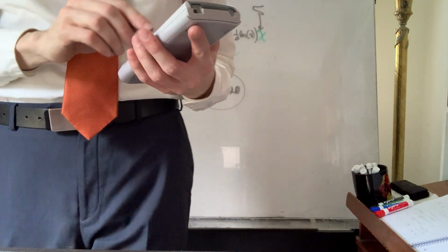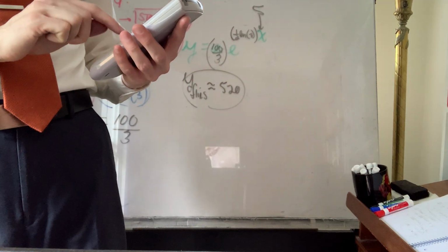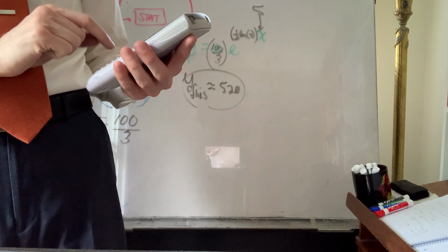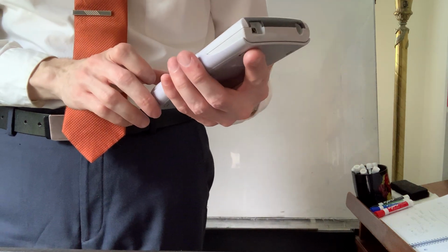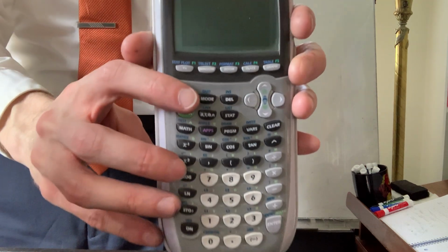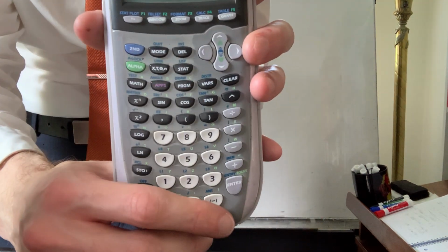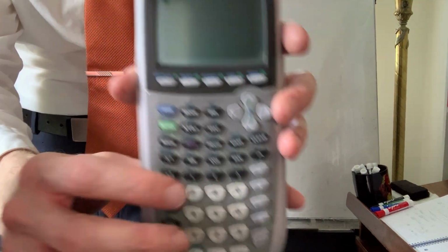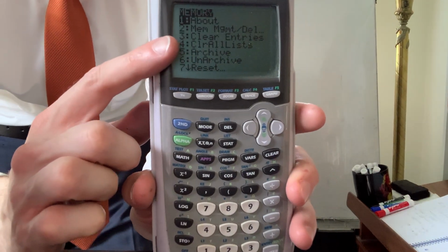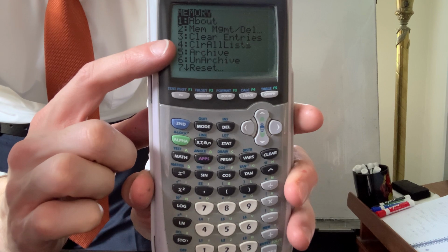So let me clear out my junk in here. All right. If you need to, get rid of some entries. Maybe do this first. If you hit second and then plus for the mem feature, you could clear all lists, clear all entries. I'm going to do 4.